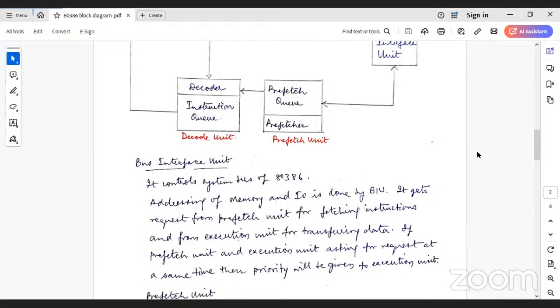Now it gets a request from the prefetch unit for fetching the instructions and from the execution unit for transferring the data. So it is very clear here, your instruction has an operation code as well as an operand. So the prefetch unit will be asking for instructions, and the execution unit, since it has to work on the data, will ask to transfer the data. So there are two functions taking place here. So the request is from the prefetch unit as well as from the execution unit.